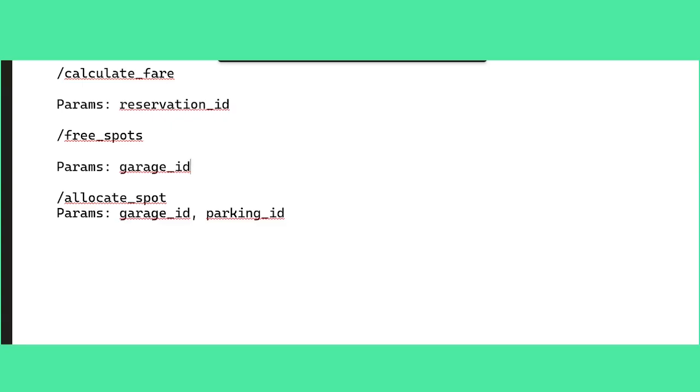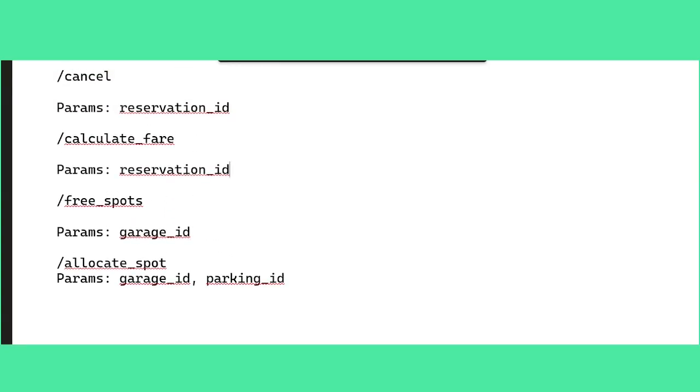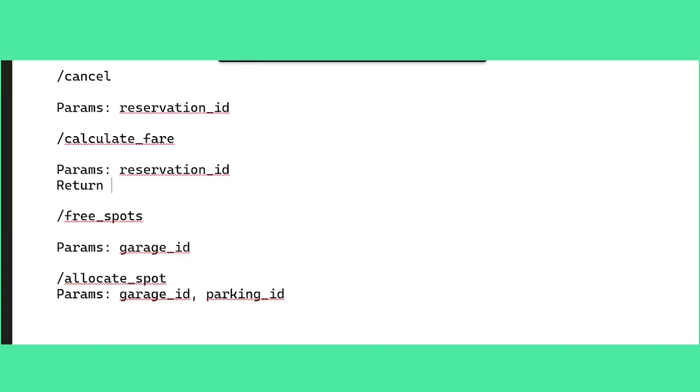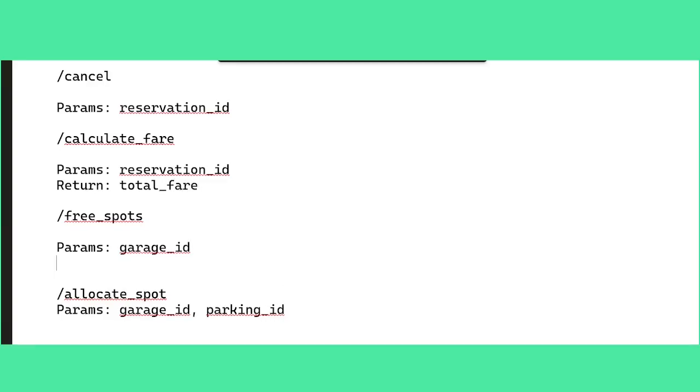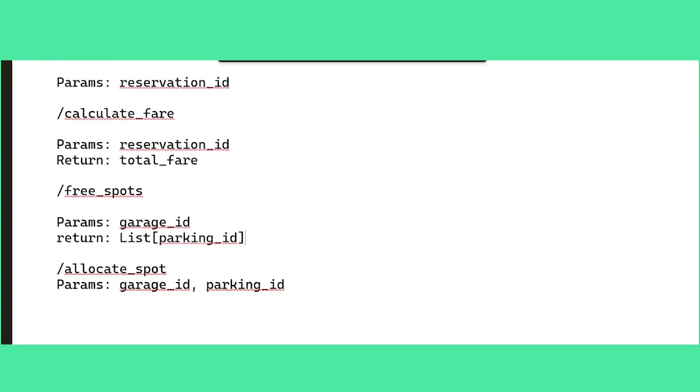Oh, by the way, we have to mention return values. Calculate fare will return the total fare. Free spots, which takes the garage ID, will return a list of parking IDs. And allocate will return success or not.